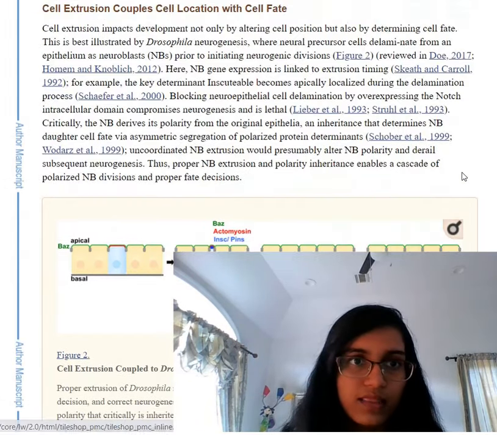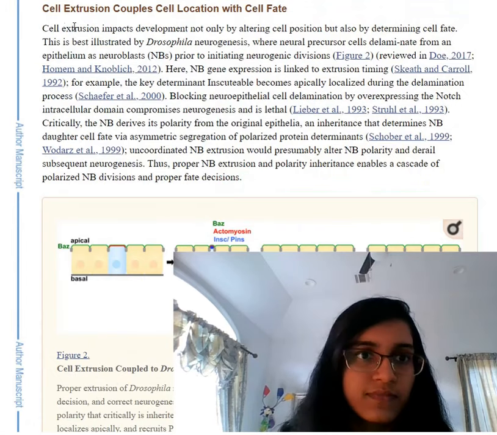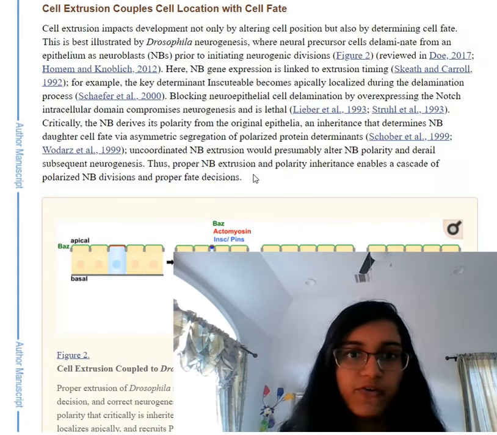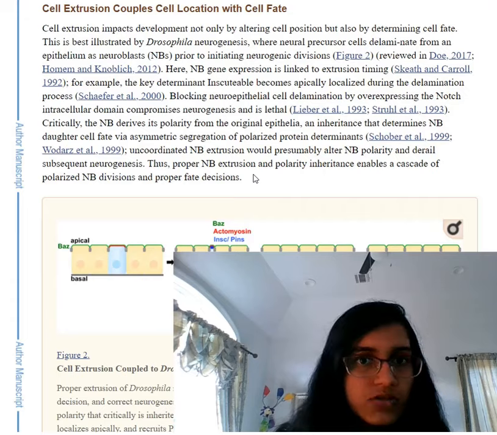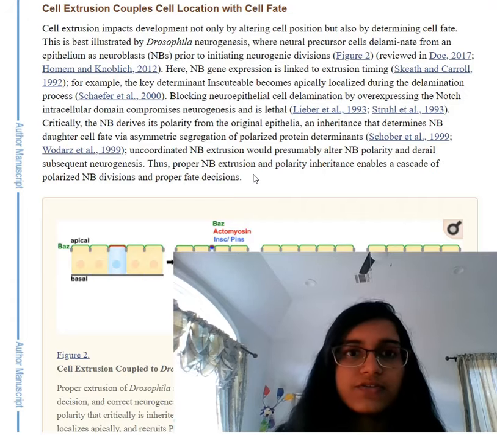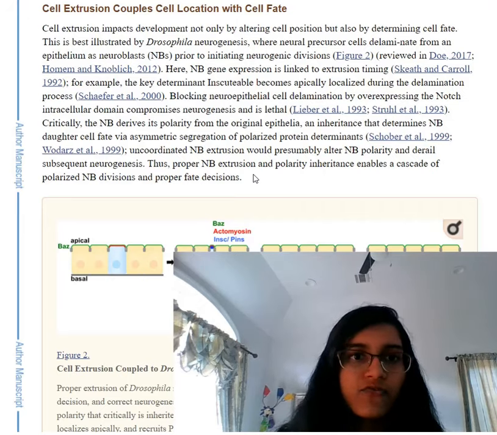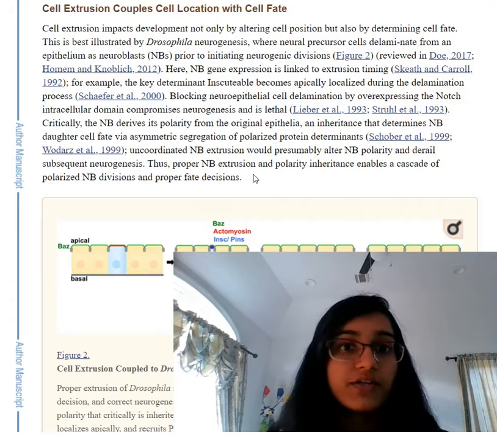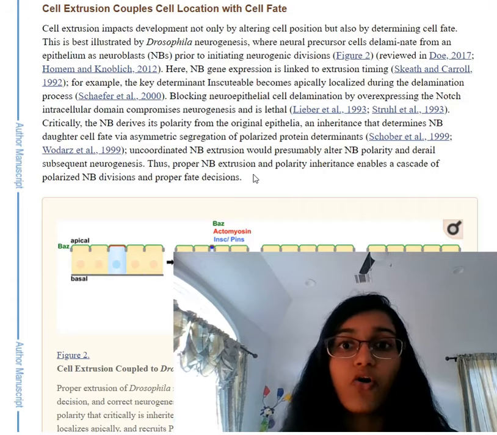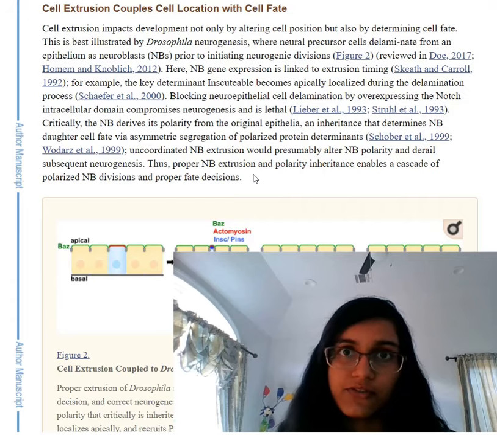So let's see how that links to cell extrusion. Reading through this first paragraph, we see that it describes much of what we saw in the diagram, but it also adds a couple of other things. It says that neuroblast gene expression is linked to extrusion timing. For example, the key determinant INSC becomes apically localized during the delamination process. Blocking neuroepithelial cell delamination by overexpressing the Notch intracellular domain compromises neurogenesis and is lethal.